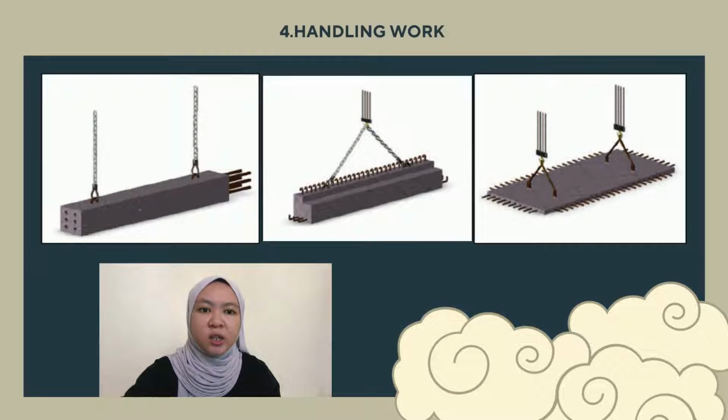It is critical to ensure that they are handled in a manner that is consistent with their forms and size in order to avoid undue tension or damage, as shown in the figures. Figure 1 shows the hoisting method for the beam. Figure 2 shows the hoisting method for the slab, and the correct position for the hoisting method for the column is shown in figure 3.